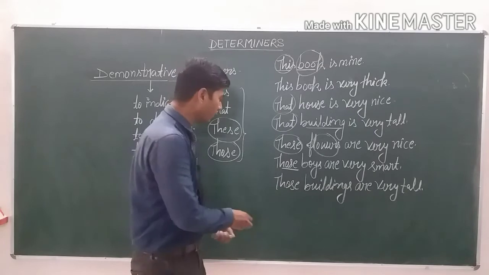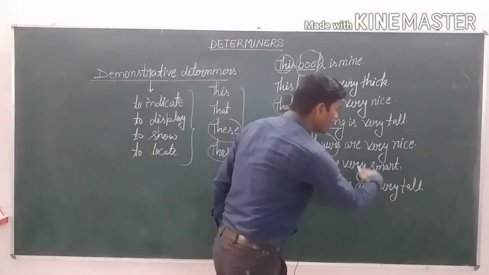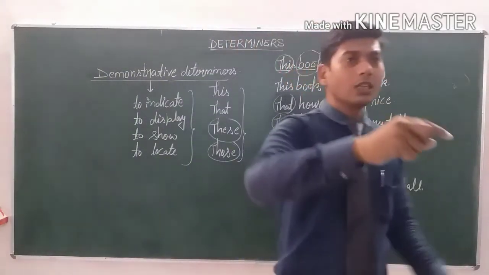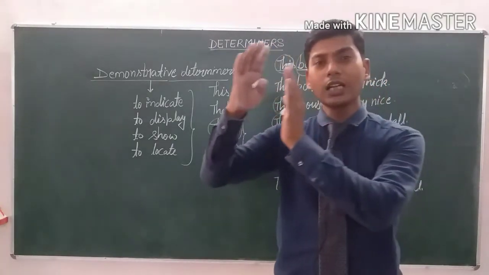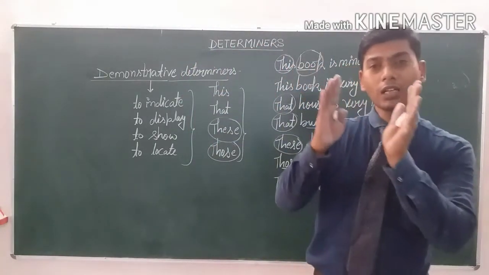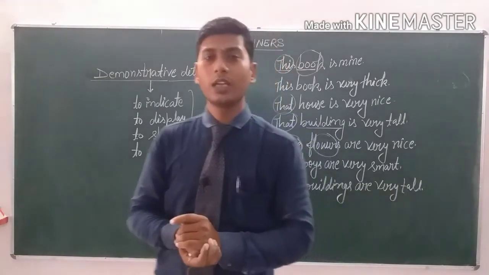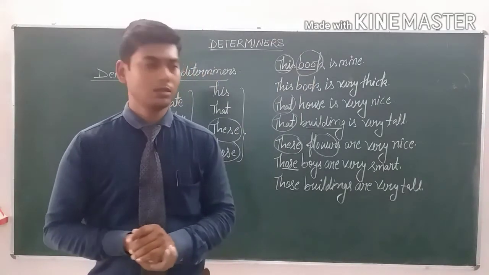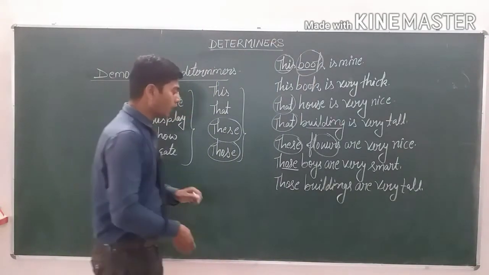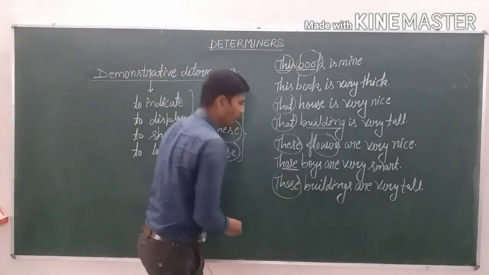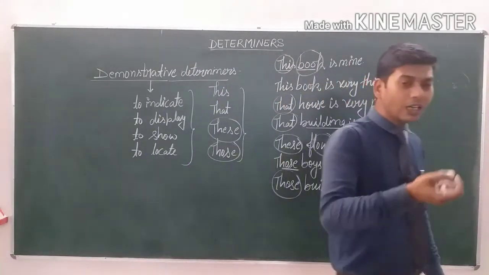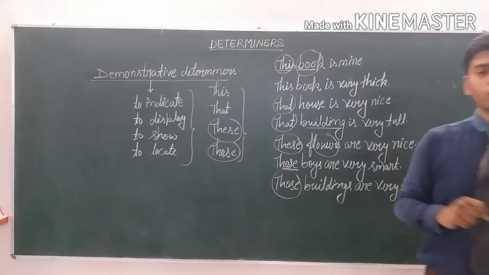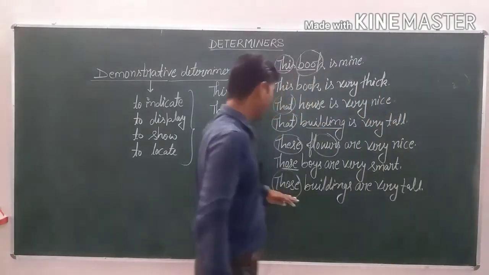Last sentence I have written, those buildings are very tall, right? Those buildings, and there, it means it is not a single building, there is more than one building, बहुत सारी इमारतें वहाँ पर हैं. So the speaker uses those, and the buildings are not near, not very close to the speaker or reader, so I have written here those.